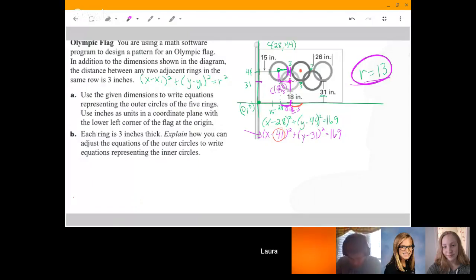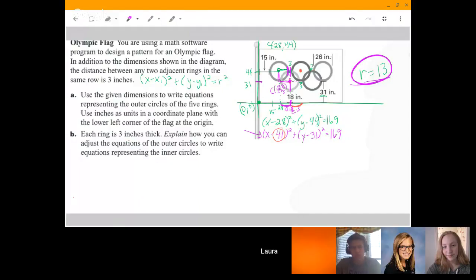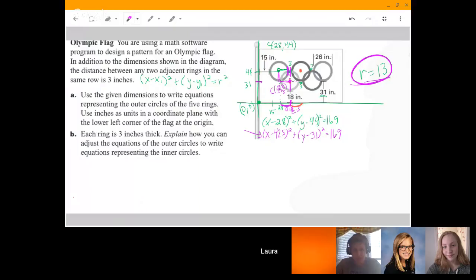Alex, are you still there? Does that make sense to you? Yeah, because you had to divide the 3 in half. You got it. So because of that, in this equation down here in this purplish color, we need to change the x value. Instead of 41, it needs to be 42.5 because we're adding 1.5 to it. Is that all we need to change necessarily? Yes. Awesome.